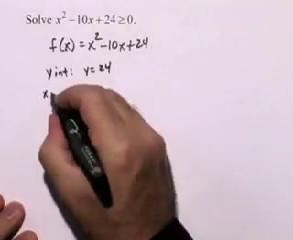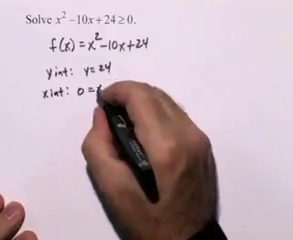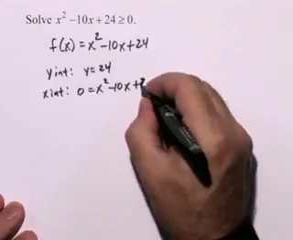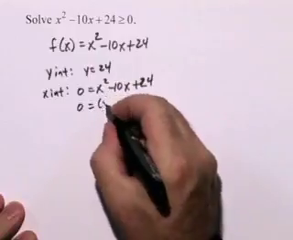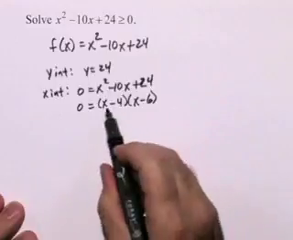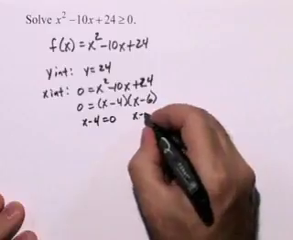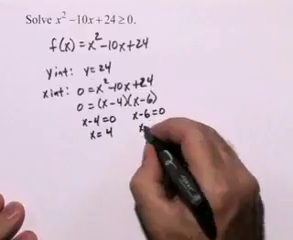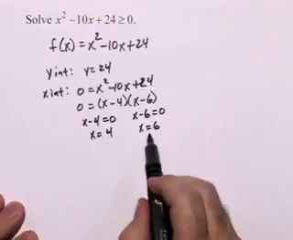To get our x-intercepts, we're going to set our function equal to 0 and solve the resulting equation. So 0 equals x squared minus 10x plus 24. We'll solve this by factoring. We'll get x minus 4 times x minus 6. Set each of these factors equal to 0 and solve. We'll get x is equal to 4, and x is equal to 6. So we have two x-intercepts, 4 and 6.